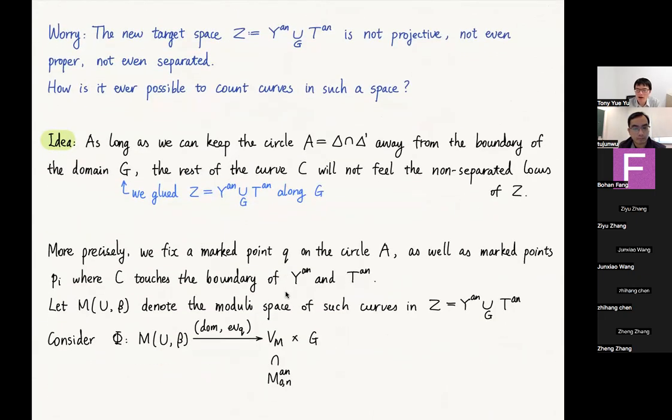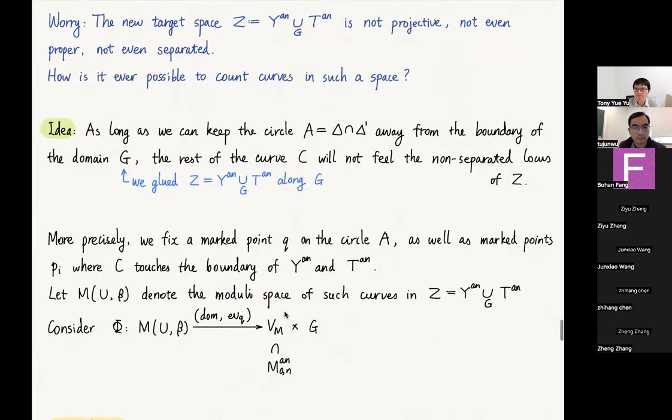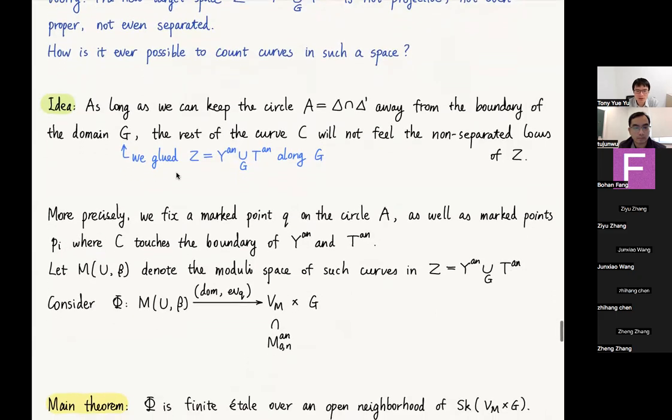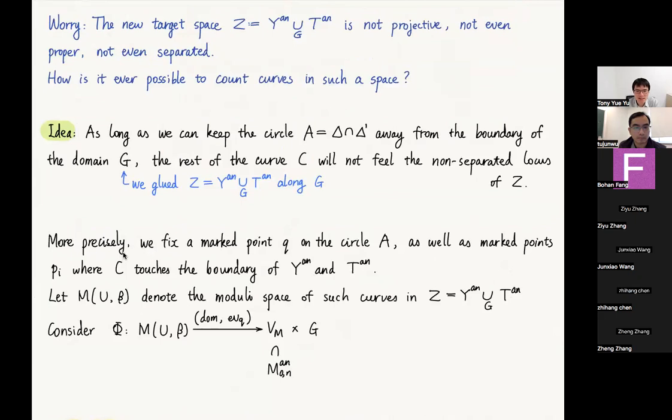Now in my ongoing work with Sean, we eventually spent the effort to figure out all the details, and now I can give the precise statement. In our precise statement, we have to fix a marked point Q on the circle A, as well as marked points P_i where C touches the boundary. The curve touches the boundary of both Y and T. And then, as usual in enumerative geometry, we fix a moduli space of such curves.